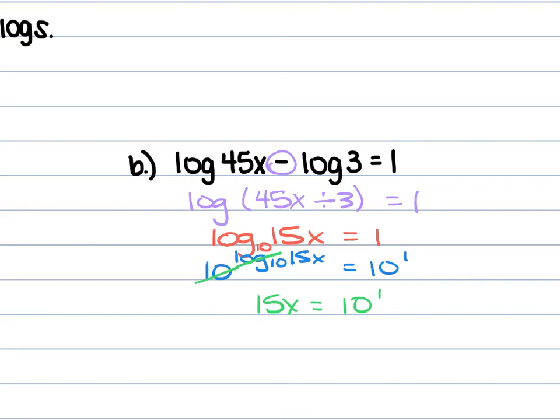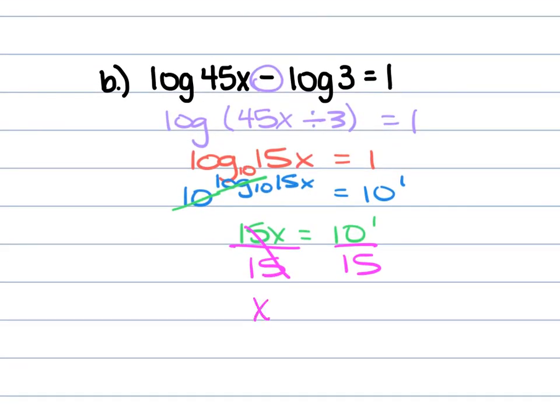So then from here, we divide each side by 15, get the x by itself, and x is equal to 10 over 15, which is the same thing as 2 over 3.